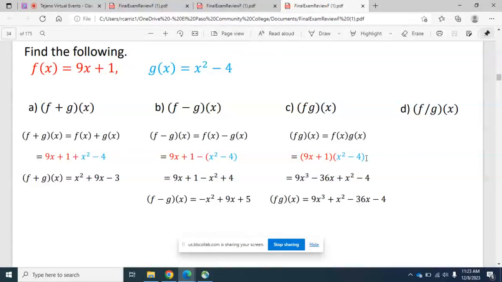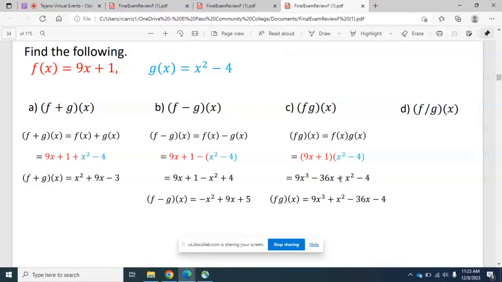So to simplify this, I'm going to do FOIL. The 9x has to be multiplied with both of the two terms of the other function, and the plus 1 has to be multiplied with the other two terms of the other function. So 9x times x squared is 9x cubed. 9x times a minus 4 is a minus 36x. Now the 1. 1 times x squared is just x squared, and the 1 times the negative 4 is just the negative 4. And if I can combine like terms, I would, but I can't. All of these are different terms.